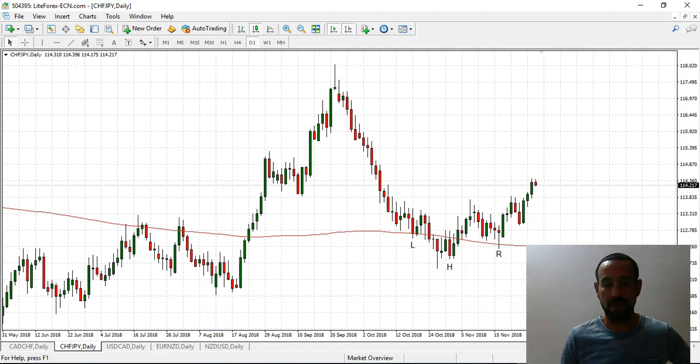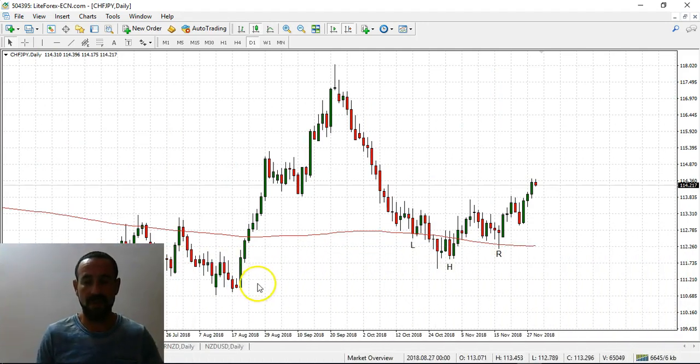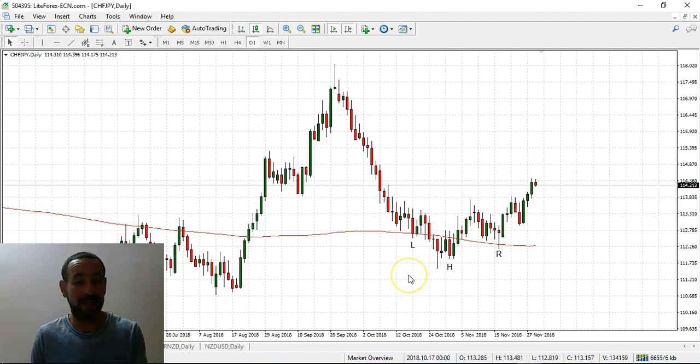So I'm going to take you to the Swiss versus the Japanese yen, the Swiss versus Japanese yen daily chart. And here I was quite impressed, to say the least, with the reaction I saw from price action, because at first I was basically identifying a head and shoulders pattern, right? I was identifying it at the very edge of this downside trend.